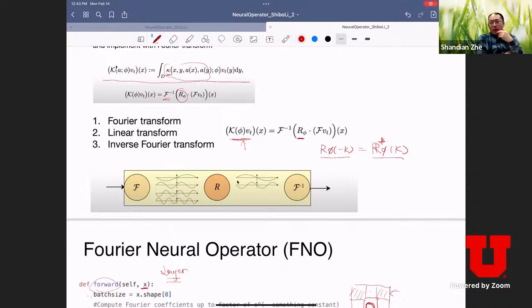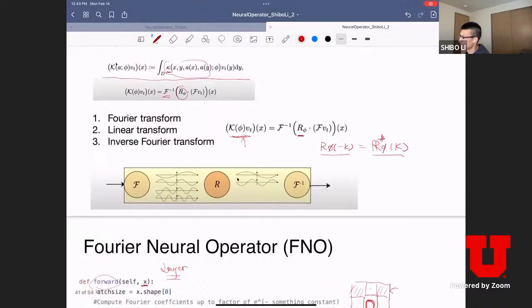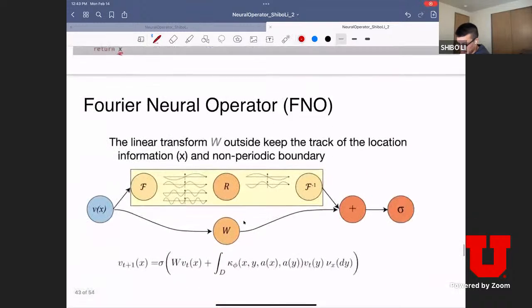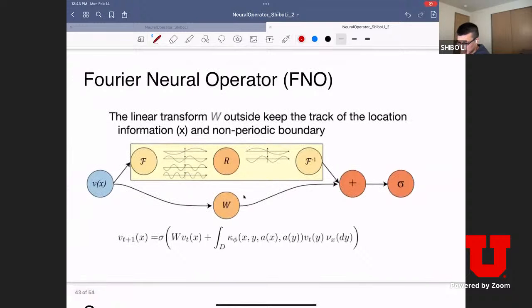Okay, that's what I mean. They just define the whole domain with one period. Okay. Yeah. So that's it.